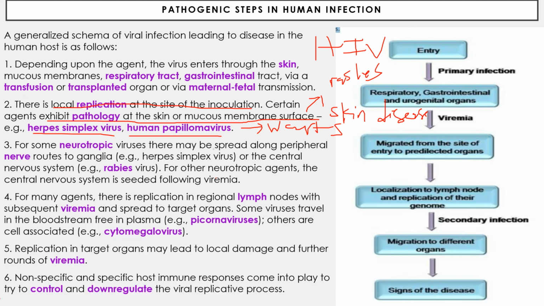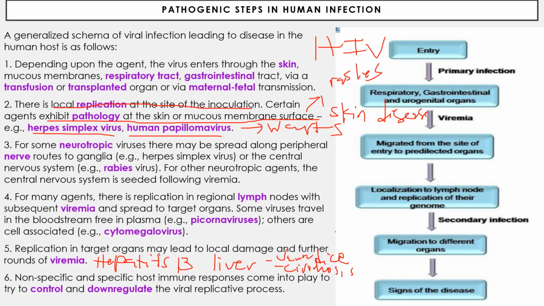Replication in target organs may lead to local damage and further rounds of viremia. An example of replication in an organ, class, is hepatitis B. In hepatitis B, in advanced cases, it would affect the liver, leading to jaundice, leading to cirrhosis. Non-specific and specific host immune responses would come into play to try to control and downregulate the viral replicative process.